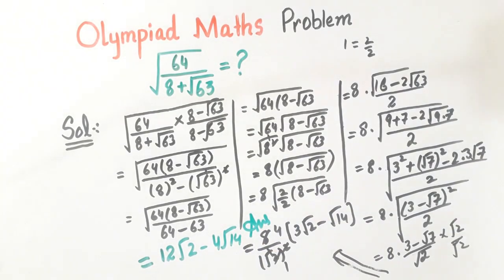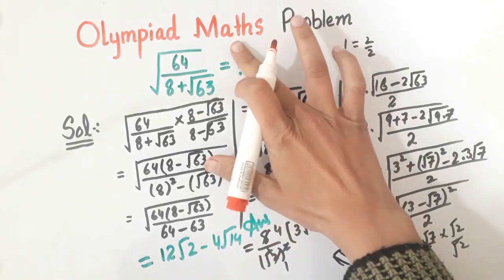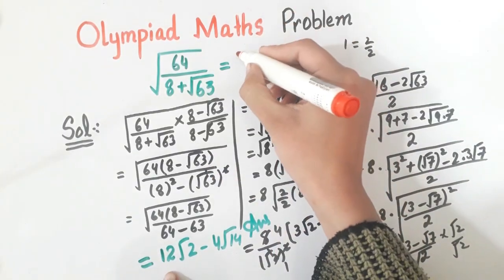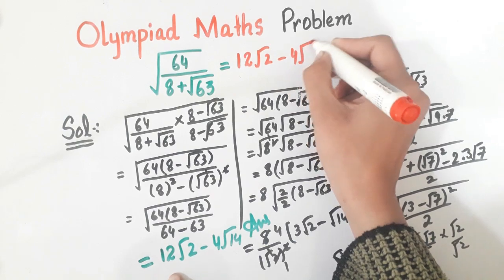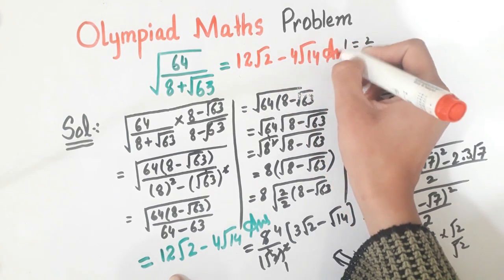We will write the final answer in the above question mark. So this is 12 square root of 2 minus 4 square root of 14. So this is the final answer.